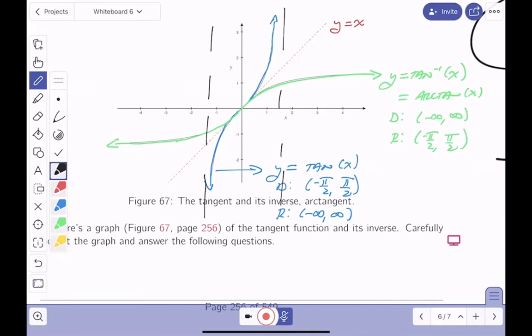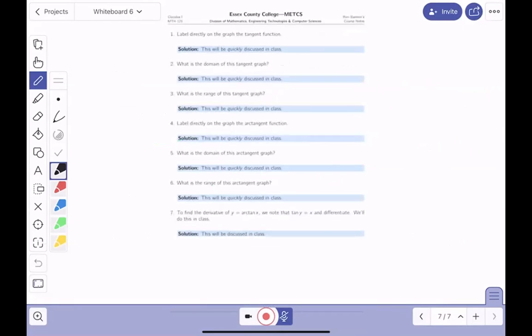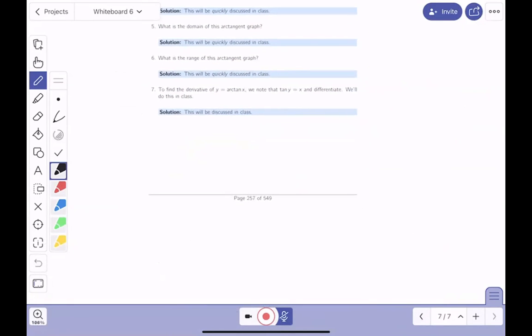By the way, although not drawn in, there's asymptotic behavior here. Those asymptotes are x equals minus pi over 2 and x equals pi over 2 on the tangent, and over here the asymptote is y equals pi over 2, and this asymptote over here is y equals minus pi over 2. So let me tell you what's happened over here. I've actually answered the first 6 questions of this because it relates back to 120. We need to get to 7 though. All right, let me repeat this over here.